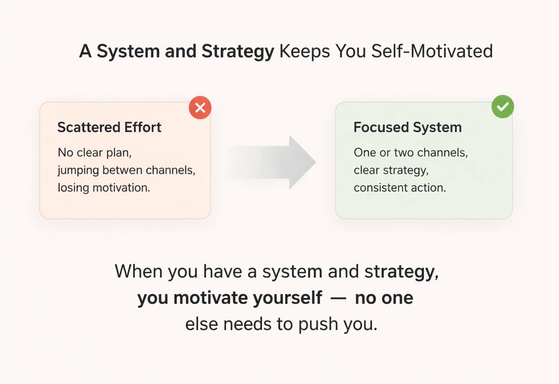The instructor makes a really important point about motivation and consistency. When you try to do everything, jumping between email, social media, ads, SEO, YouTube, without a clear plan, it becomes overwhelming and you lose momentum. But when you pick your channels deliberately, build a system around them, and follow a clear strategy, something powerful happens. You become self-motivated. You can see your progress, you know what to do next, and you don't need someone else to push you forward. That's the real value of having a strategy.